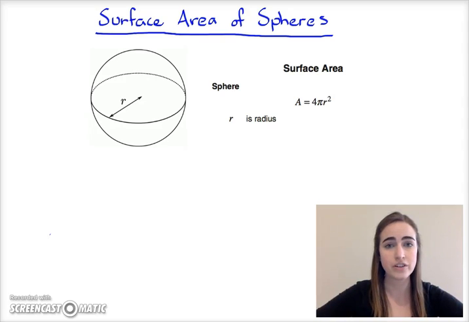In this video, I want to have a look at the surface area of spheres. So if we've got a sphere with a radius of r, on your formula sheet it tells us that the surface area is equal to 4 times pi times the radius squared. So let's have a look at an example of that.